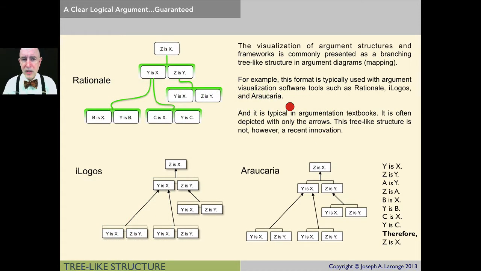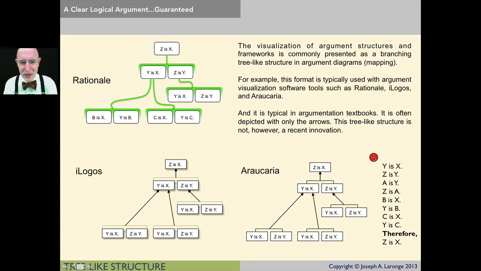Now you'll see this in different argument visualization software programs such as Rationale and iLogos and Araucaria, and they all follow pretty much the same pattern, which is the boxes and the arrows that connect individual premises in support of a conclusion. And here, of course, you can see the string of premises that are involved to reach the conclusion right here.